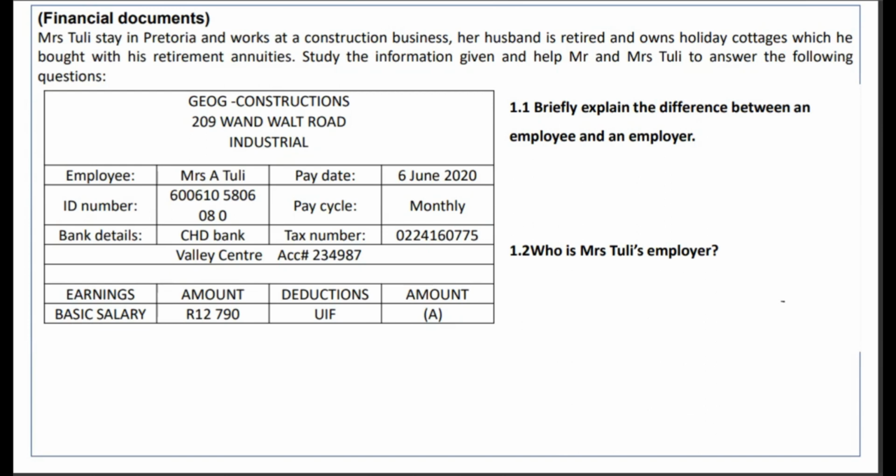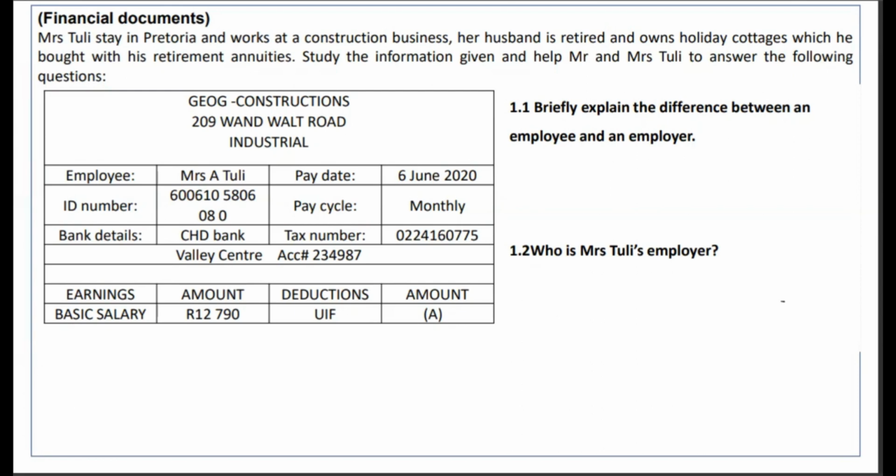Mrs. Tully stays in Pretoria and works at a construction company. Her husband is retired and owns holiday cottages, which he bought with his retirement annuities. Study the information given and help Mr. and Mrs. Tully to answer the following questions.